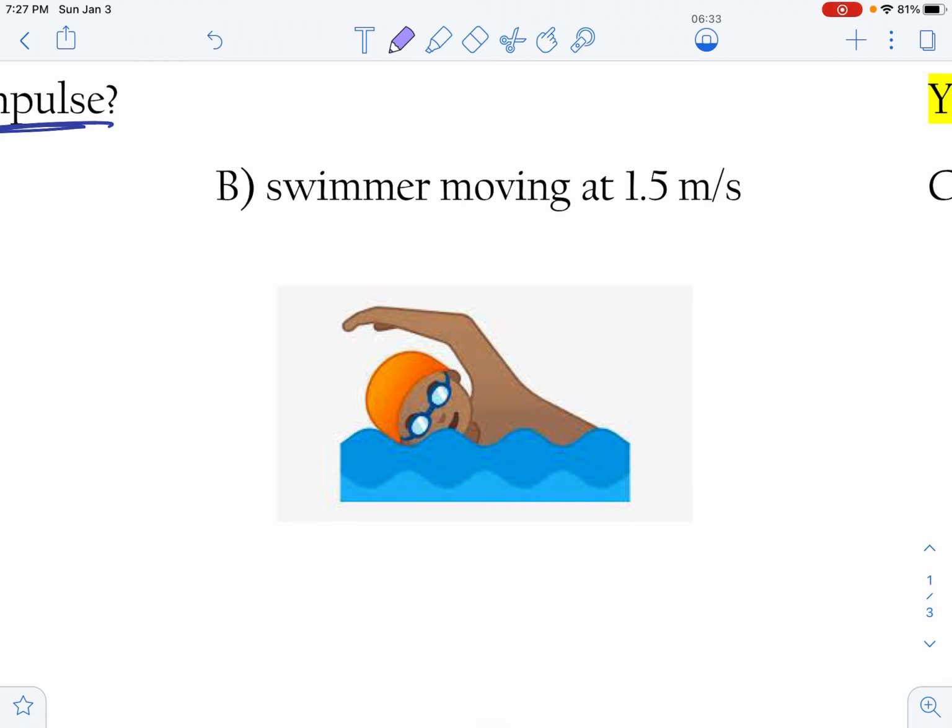Part B, is this swimmer experiencing an impulse? Well, let's see. Is there time? Well, there's always time. So, yes. Is there a force? Well, it says the swimmer is moving at 1.5 meters per second. It doesn't say anything about that motion changing, so I'm going to say no. There's no force here. So, is there an impulse? Nope. No force, no impulse. Okay? So you have to have both the force and the time.